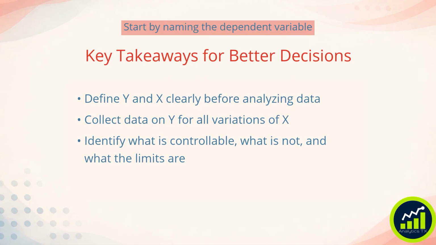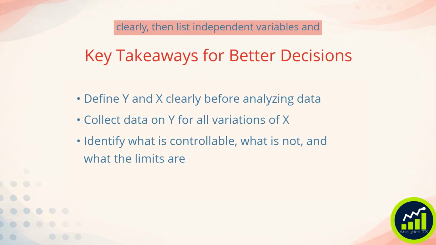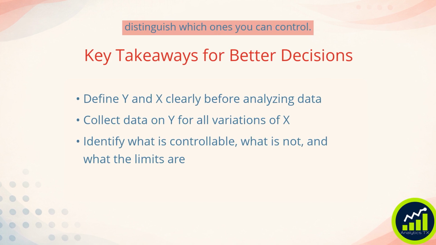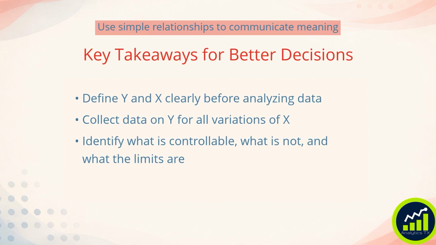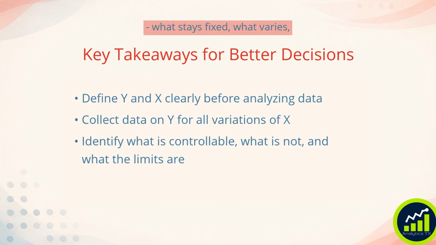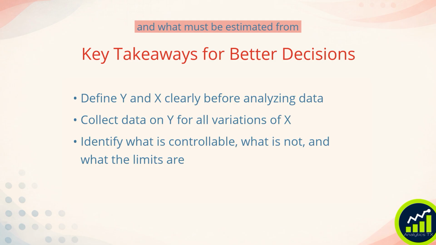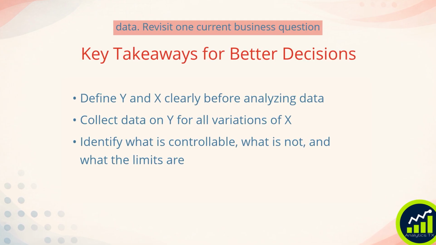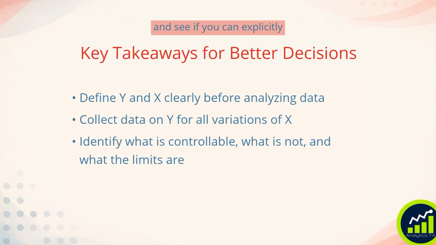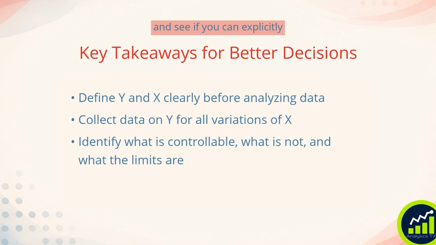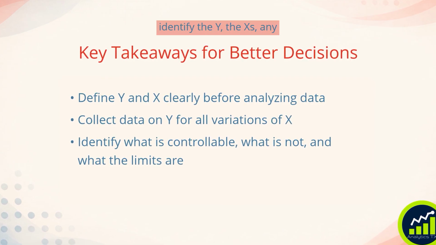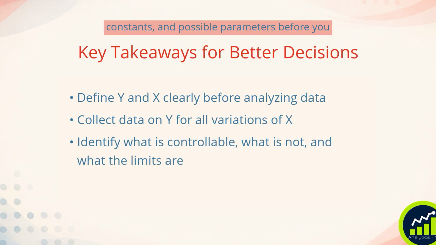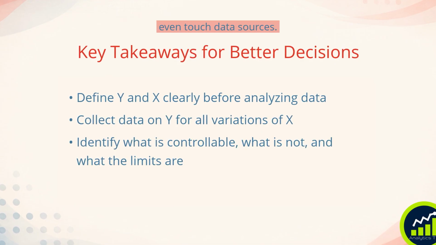Start by naming the dependent variable clearly. Then, list independent variables and distinguish which ones you can control. Use simple relationships to communicate meaning: what stays fixed, what varies, and what must be estimated from data. Revisit one current business question and see if you can explicitly identify the y, the x's, any constants, and possible parameters before you even touch data sources.